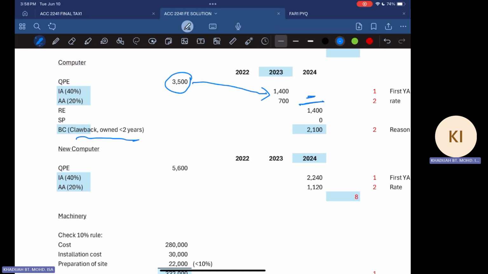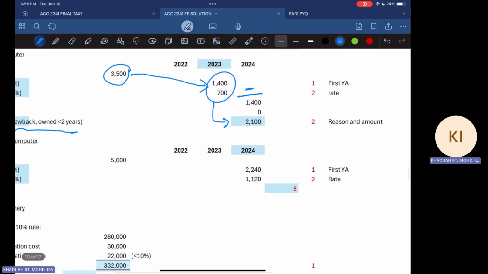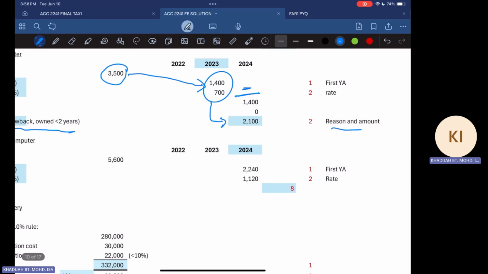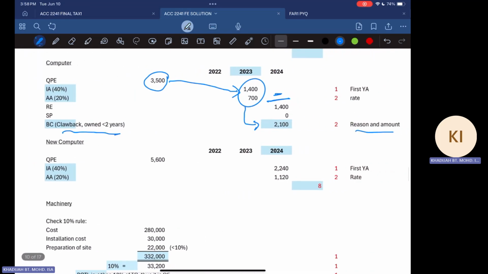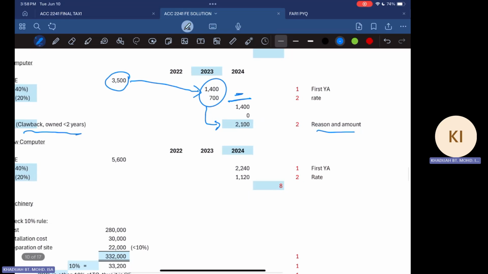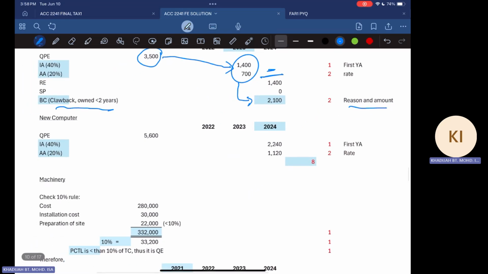What do you mean by claw back? Whatever that you have claimed on the asset as a capital allowance will be treated as a balancing charge in the year of disposal, which is YA 2024. Okay, settle. So whenever you have that kind, you have to provide some reason on your treatment. Why is it like that? So you give a brief explanation only, why you treat that as a balancing charge.